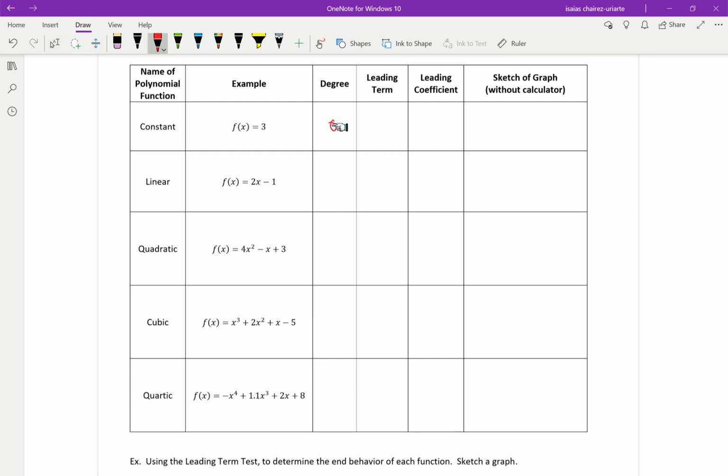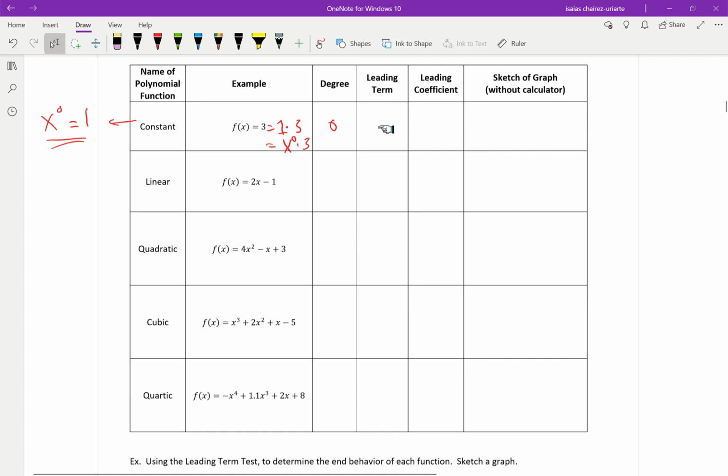Why? Because you could think of this as being 1 times 3. Well, 1 times 3 is just 3. And 1 is the same thing as x raised to the 0. Anything raised to the 0 is 1. So x to the 0 turns out to be 1. We're taking advantage of this little fact about exponents. Anything raised to the 0 power turns out to be 1. So technically there is an x here. It's just that it's x to the 0 power. And so the degree of this polynomial is 0.